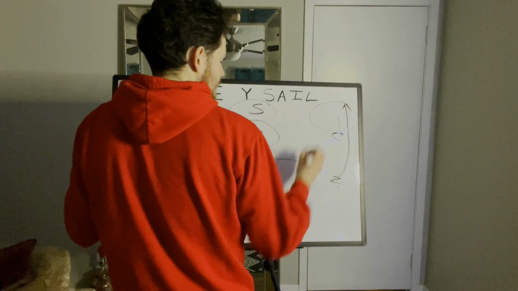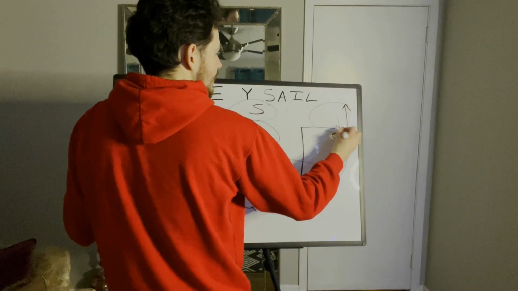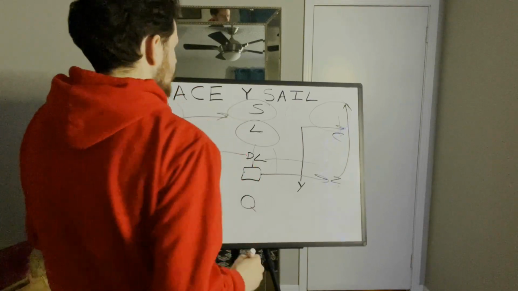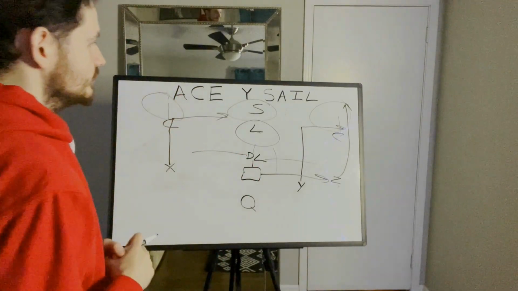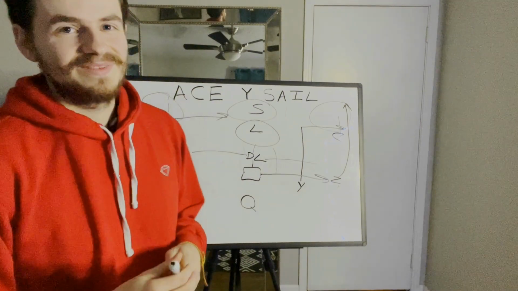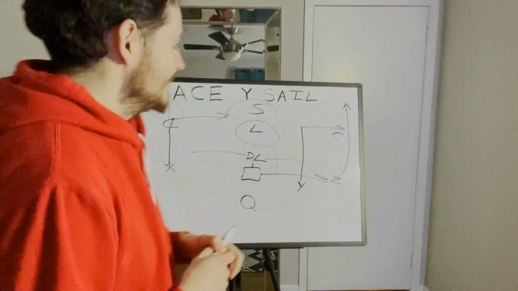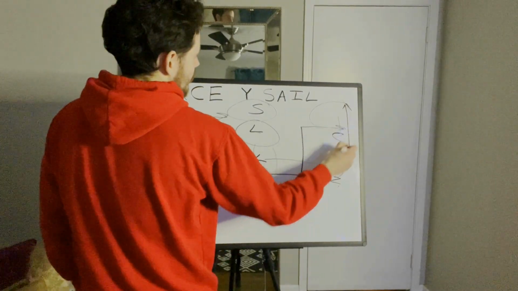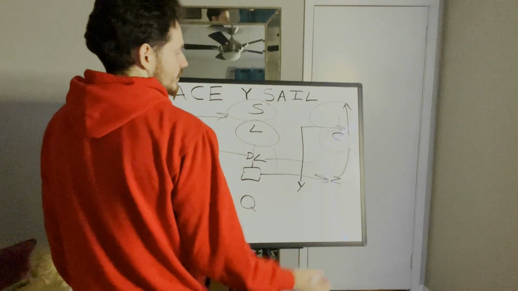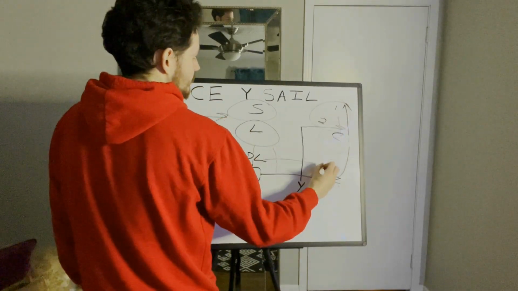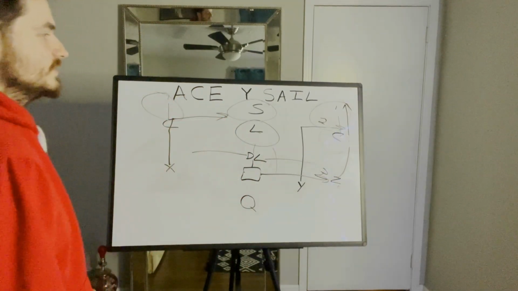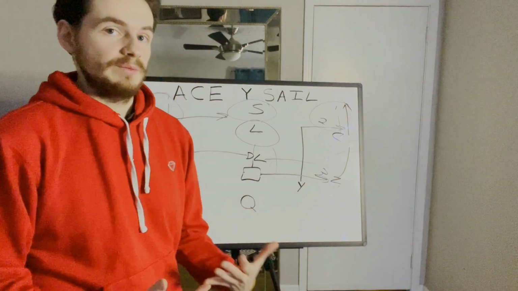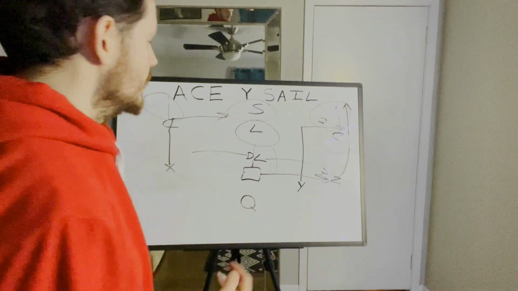So outside release, sail, flat, dig. Okay, so what do you see here? What you see is that now we are attacking one player with 1, 2, 3 routes. So talk about 2 players covering 3 players. Now you have 1 player covering 3 players.